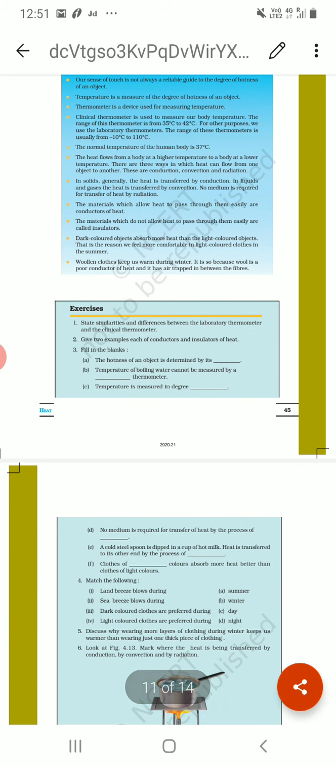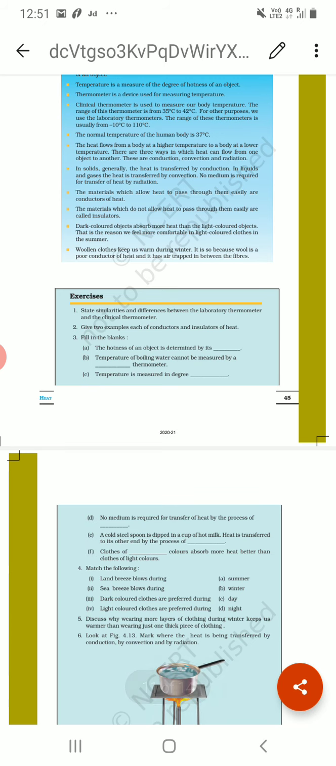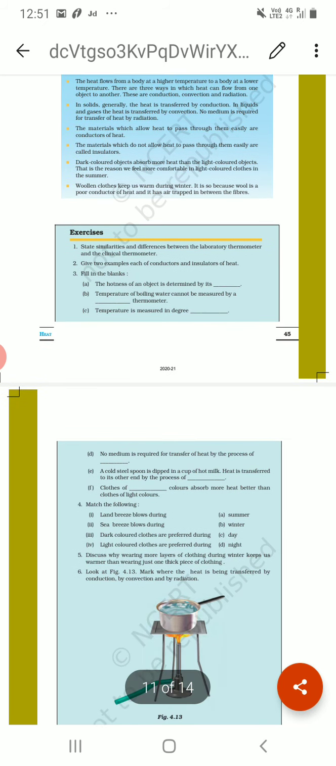That is the reason we feel more comfortable in light colored clothes in the summer. Woolen clothes keep us warm during winter. It is so because wool is a poor conductor of heat and it has air trapped in between the fibers.